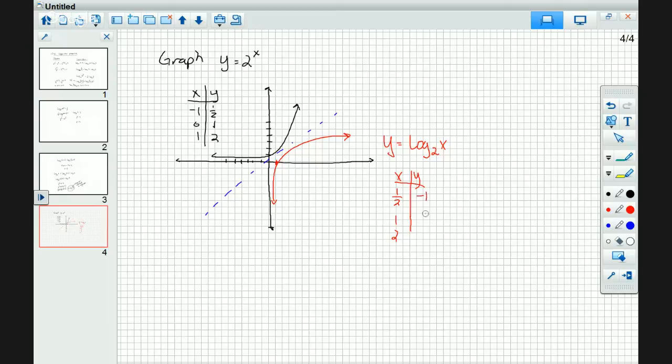And my x's are now my y's. Let me switch the x and y. So 1/2, -1. 1, 0 now crosses the x-axis at 1. And then 2, 1 is the other one. So you can see that curve's going into the switch.